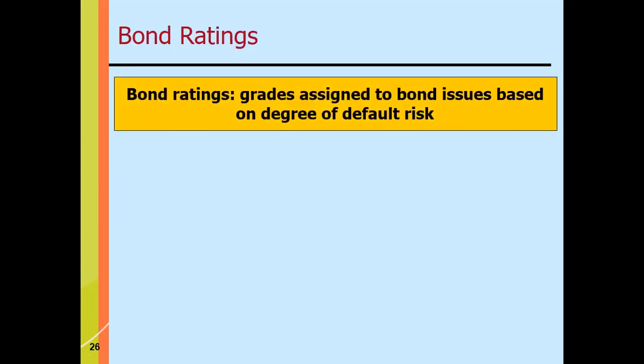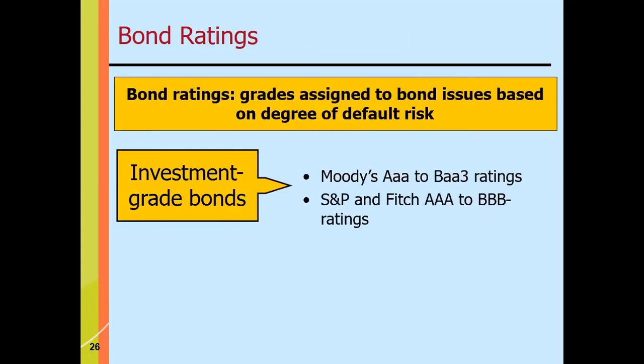Then bond ratings. Bond ratings are grades assigned to bond issues based on degree of default risk, meaning to say if the type of bond is subject to more defaults, meaning more issuers are not going to pay, then expect that such bonds would have the lower or lowest ratings.